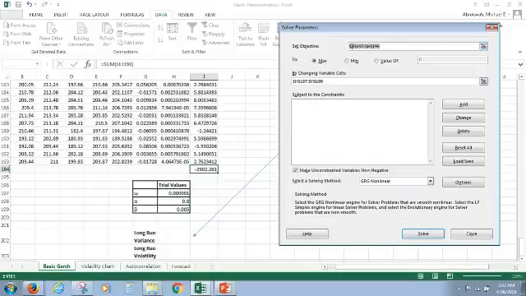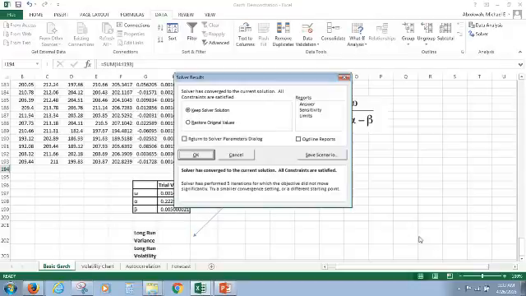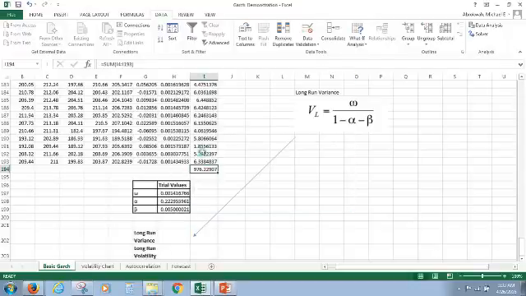So I actually made a mistake there. Let me reset it. These are the cells I want to highlight. Okay, good. So everything else is in order. And so I'll let Solver do its work. I will keep the Solver solution.